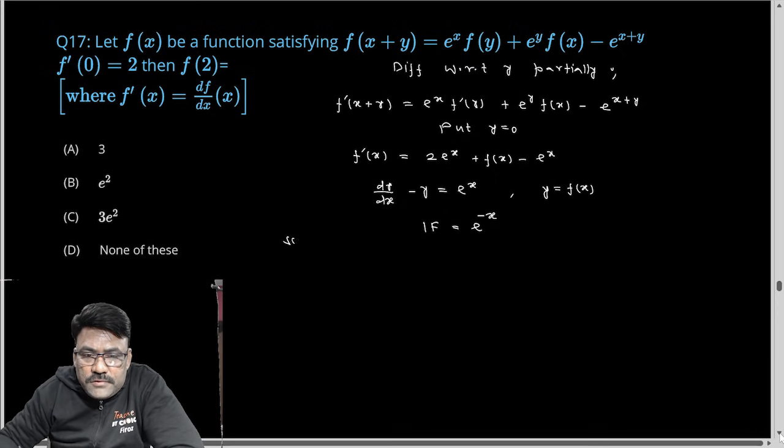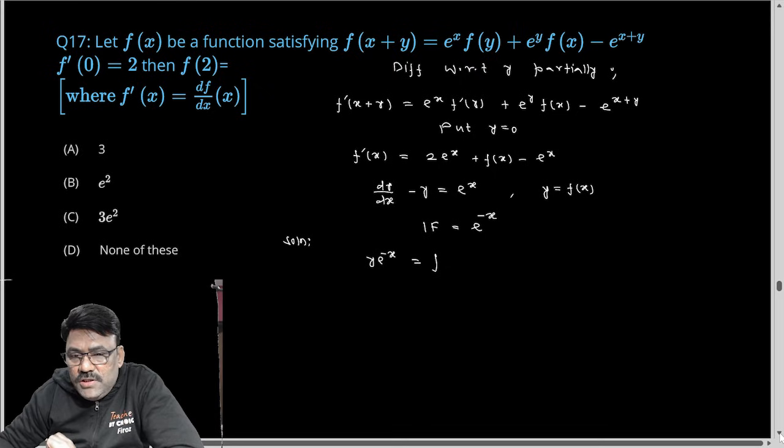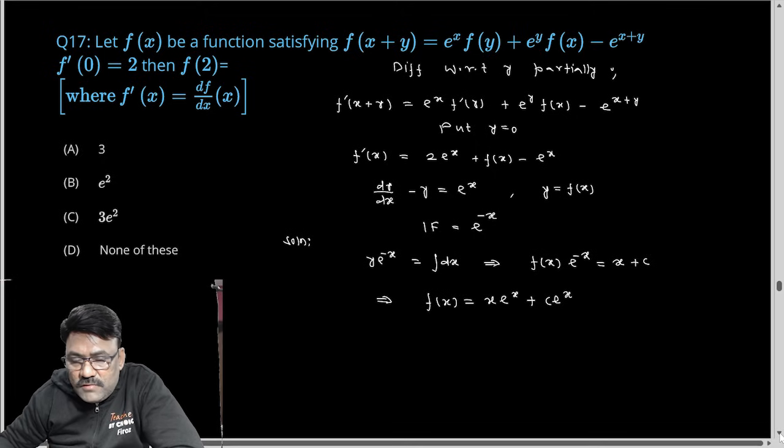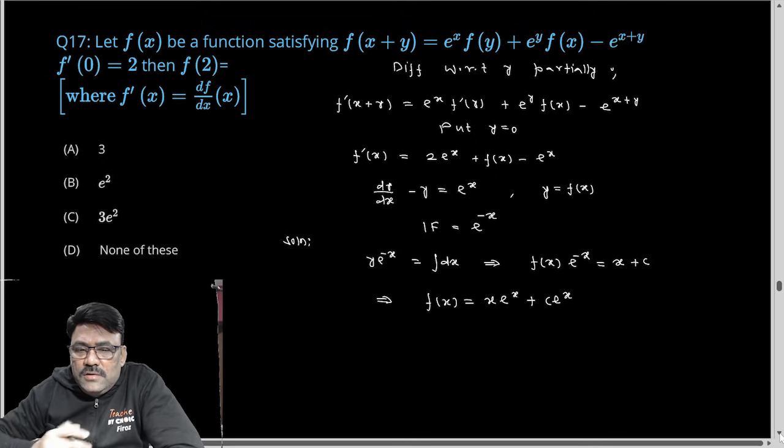So what will be the solution? Left side y into integrating factor and right side q into integrating factor. E raised to x is q, e raised to minus x is integrating factor, so right side is dx only. So you are getting y is f(x), e raised to minus x. On the right side you are getting x plus c. Just divide the whole equation by e raised to minus x. So f(x) is what? x e raised to x plus c e raised to x. This is f(x).